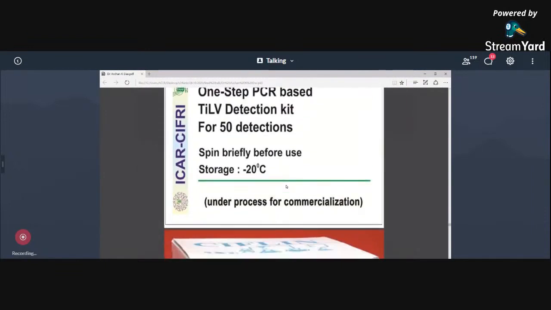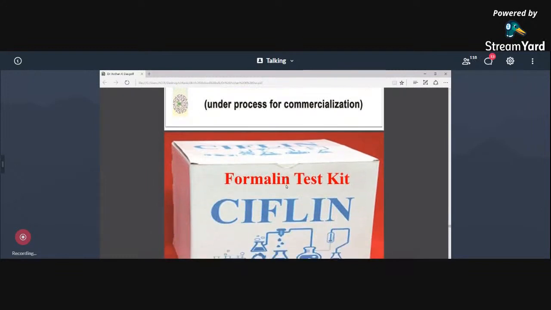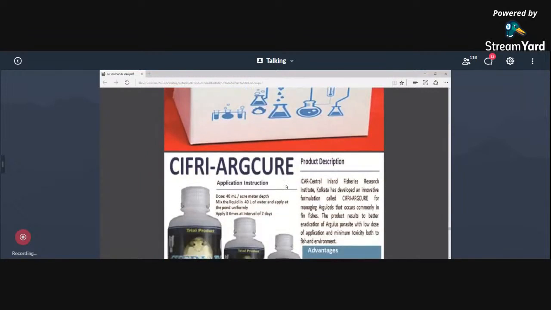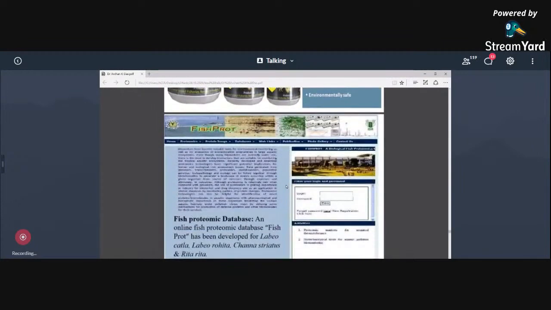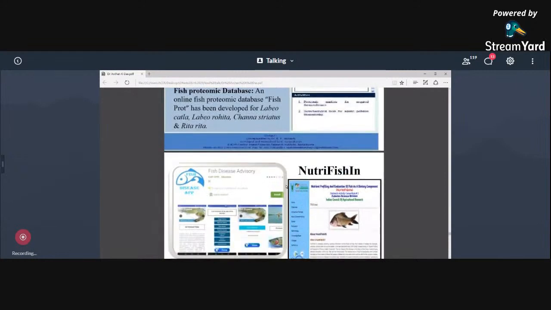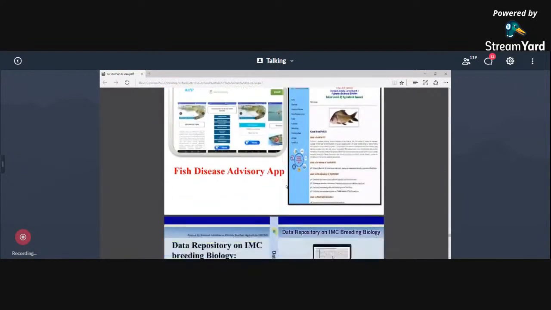One-step PCR-based tilapia lake virus detection for this very dreaded disease has been developed. Then the formalin test kit: with this kit, adulteration with formalin for preservation can now be blocked. Then for Argulus, low dose chemicals have been developed with fortification.